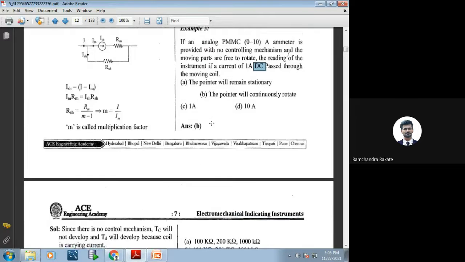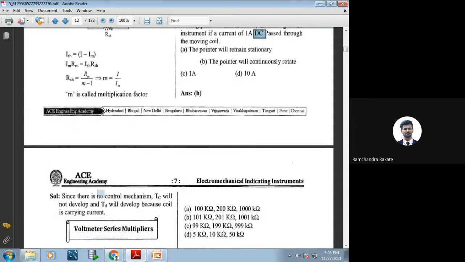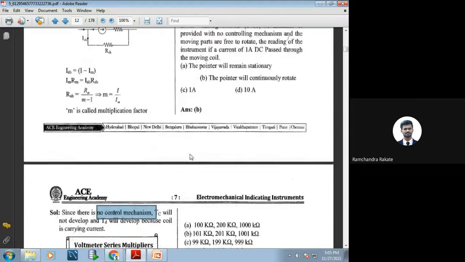See, as there is no control mechanism, correct? No control mechanism means your controlling torque will not develop. If the controlling torque does not develop, the deflecting torque will still develop because the coil is carrying current. So definitely the pointer will continuously rotate. Why? Because there is no controlling torque.